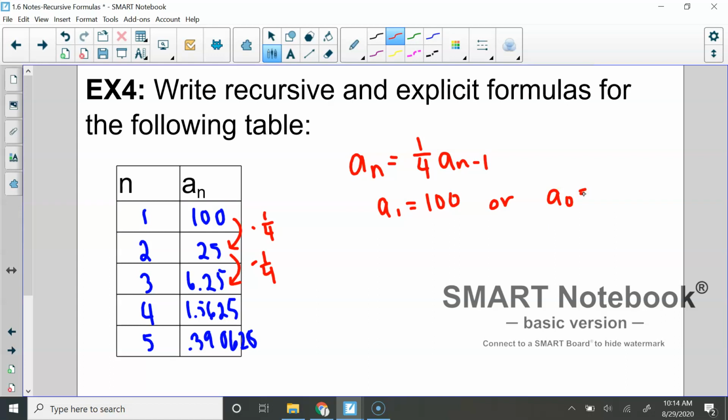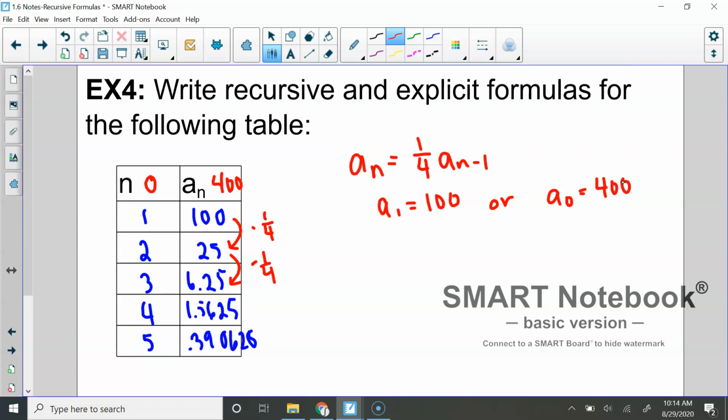If I want to know a sub 0, I would need to go backwards in this list right here. So if I want to go backwards in this list, to get from 100 to 25, I had to divide by 4. So to get from 100 to the term that comes before it, I would have to multiply by 4. And so this would give me 400. And so a sub 0 would be 400. Now there's a reason I wanted to show you that.